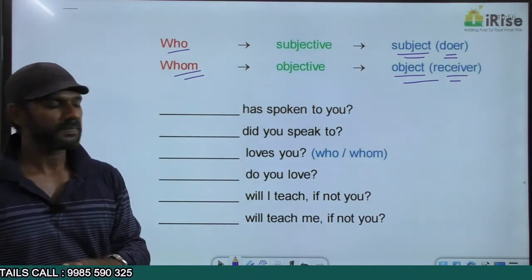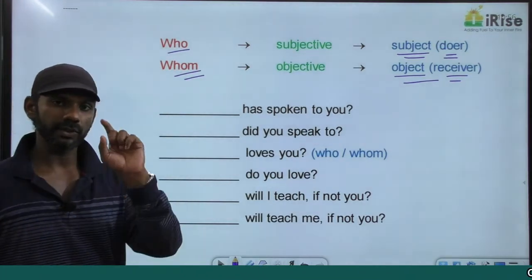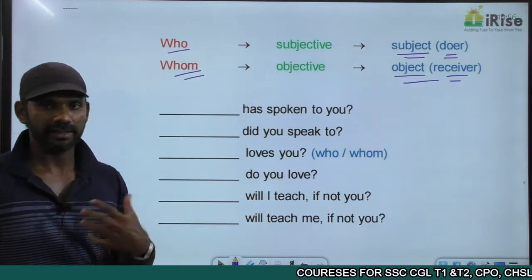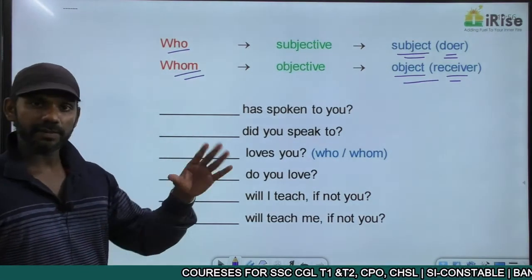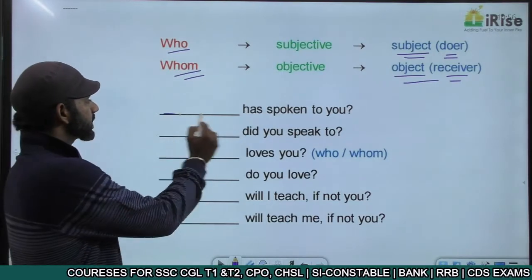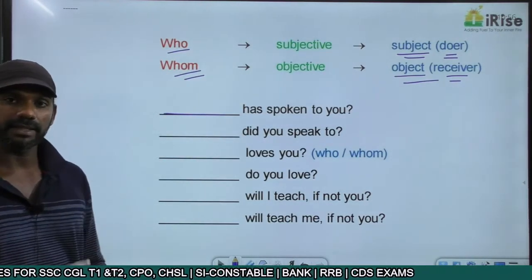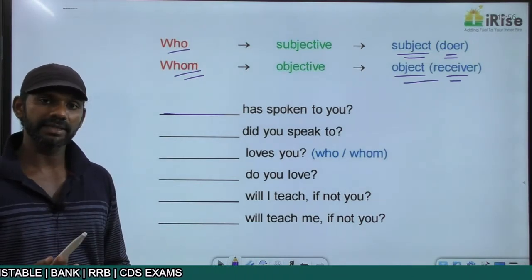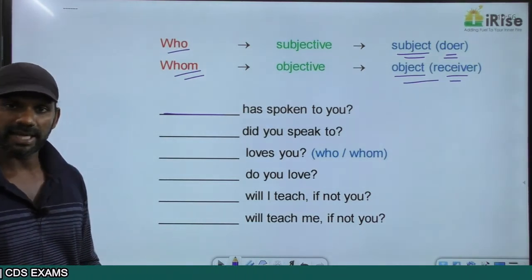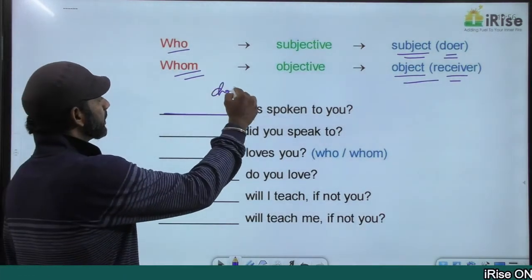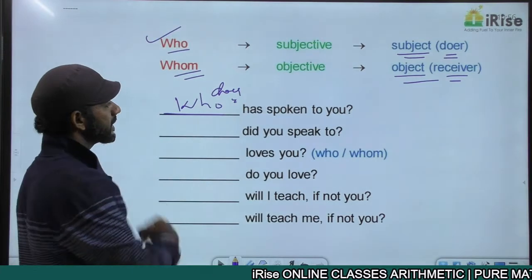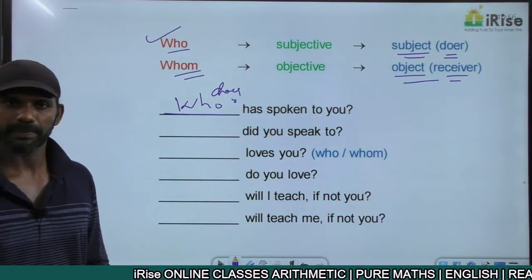Understand the meaning. Dash has spoken to you means you did the action or received the action? Received the action. Dash has spoken to you means this blank stands for the person that has spoken to you. That means this blank stands for the person that did the action or received the action? Did the action. Doer. And doer means subject. Subject means it must be who. So the statement must be who has spoken to you.